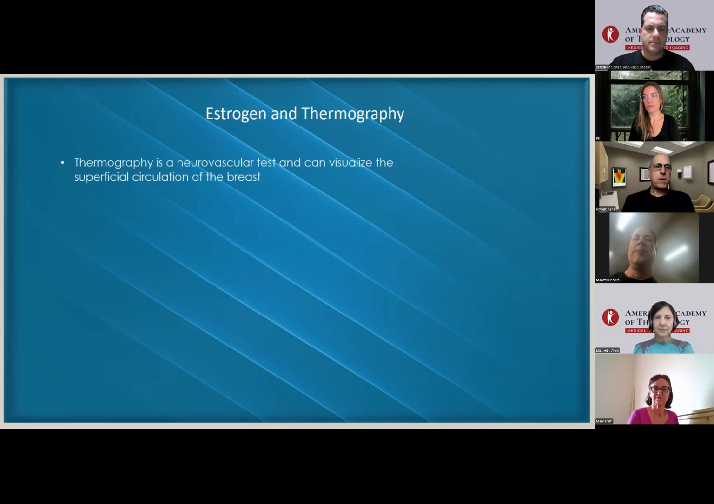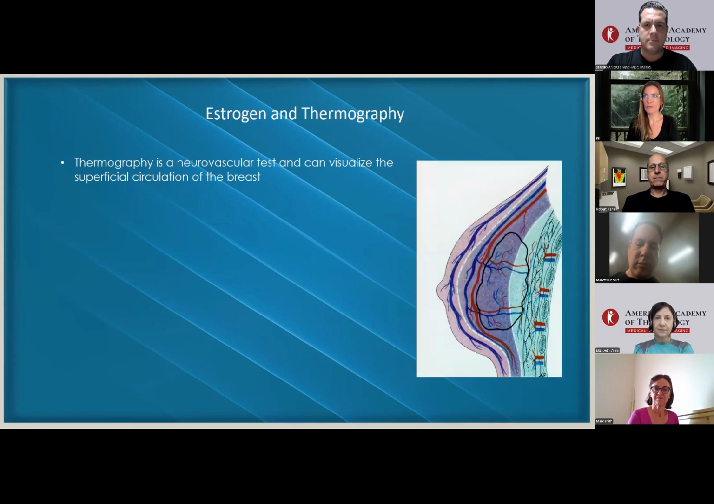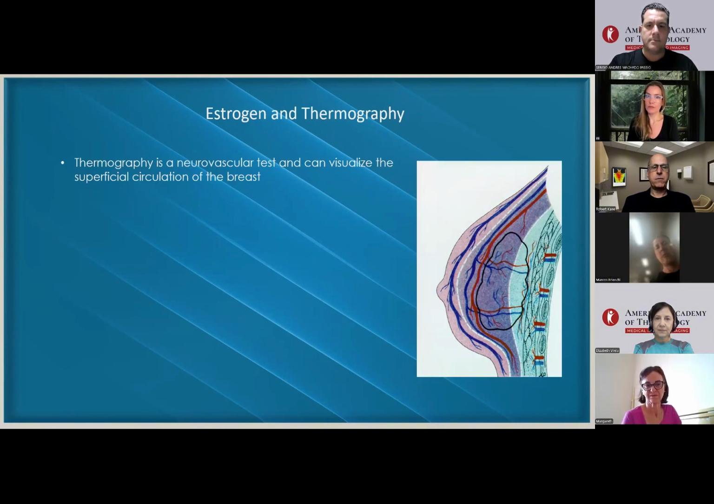Now, thermography or thermal imaging is a neurovascular test and can visualize the superficial circulation in the breast. We can see that there's, of course, deeper circulation going on, but for the purposes of thermography, we are really looking at that top half centimeter. So any deeper types of lesions need to create some sort of expression on the surface of the skin in order to be visible.